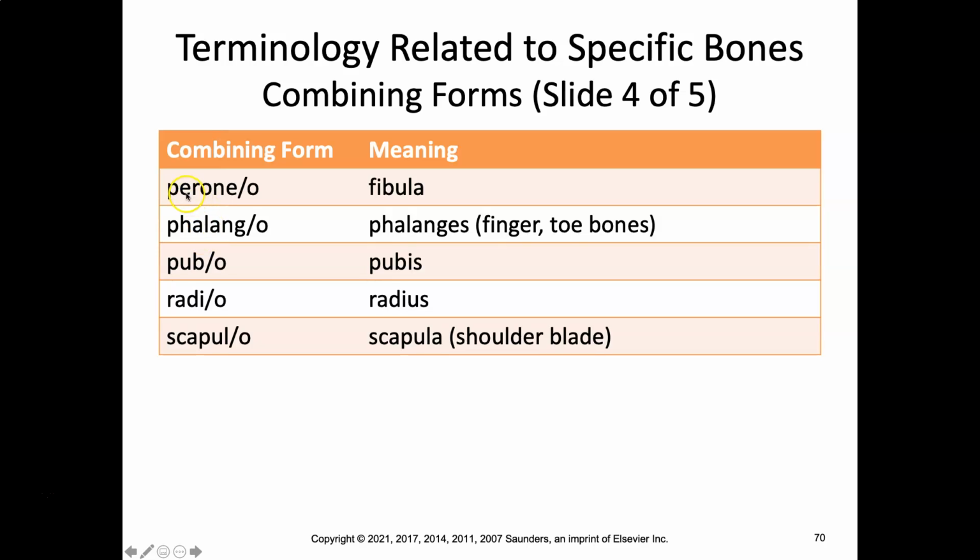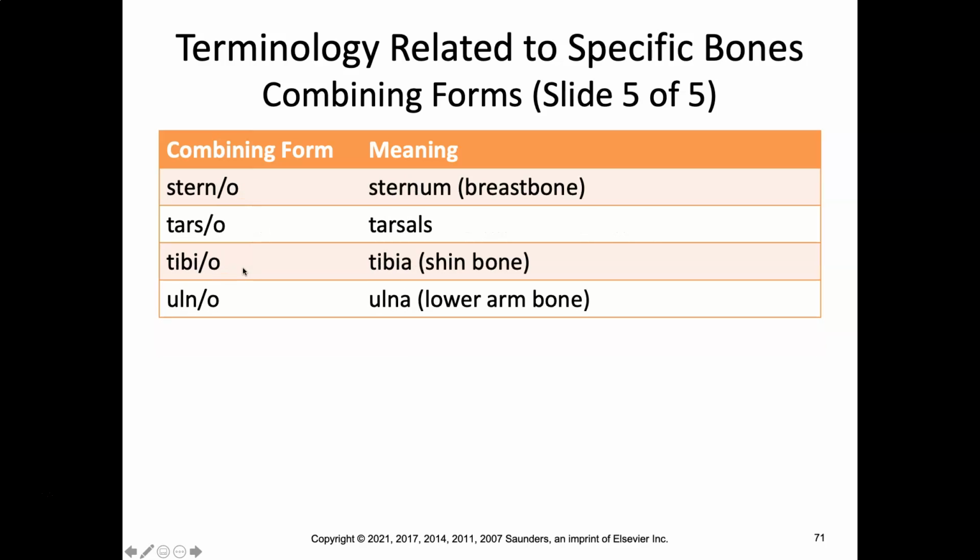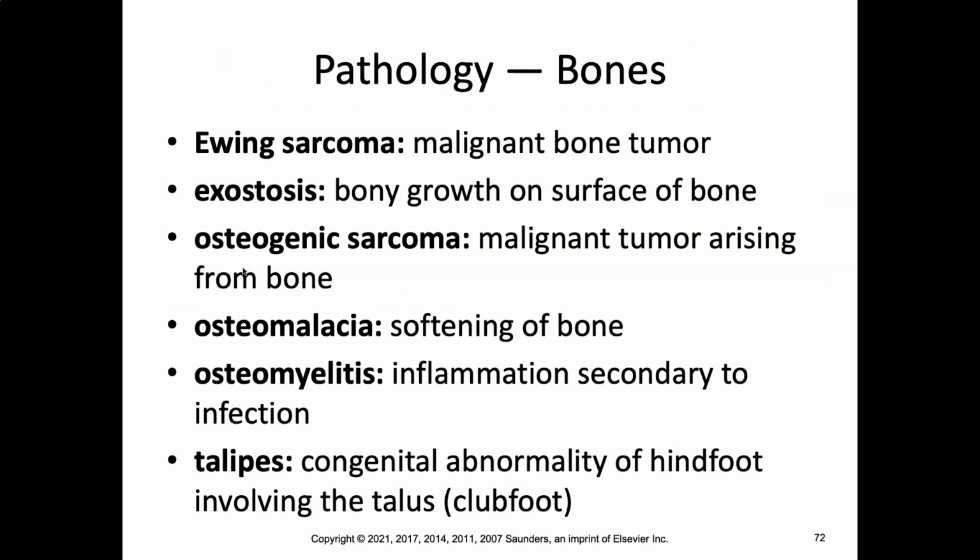Peroneo. Peroneo means fibula. It has nothing to do with the abdomen or the peritoneum or perineum or anything like that. Peroneo is fibula. So make sure that you make a note of that, because that would be an easy one to confuse. Phalango, pubo, radio, scapulo, sterno, tarso, tibio, ulno.